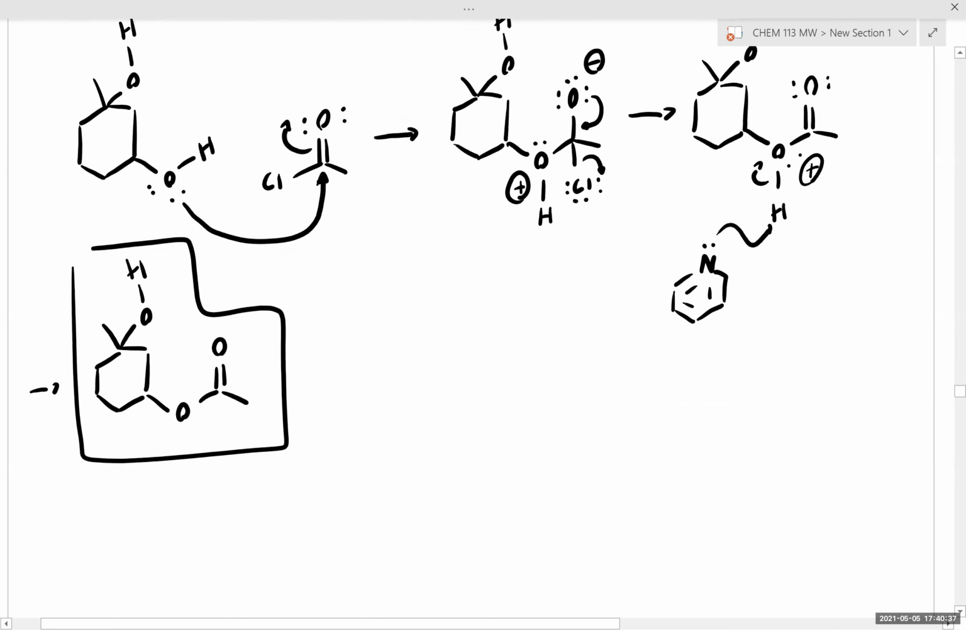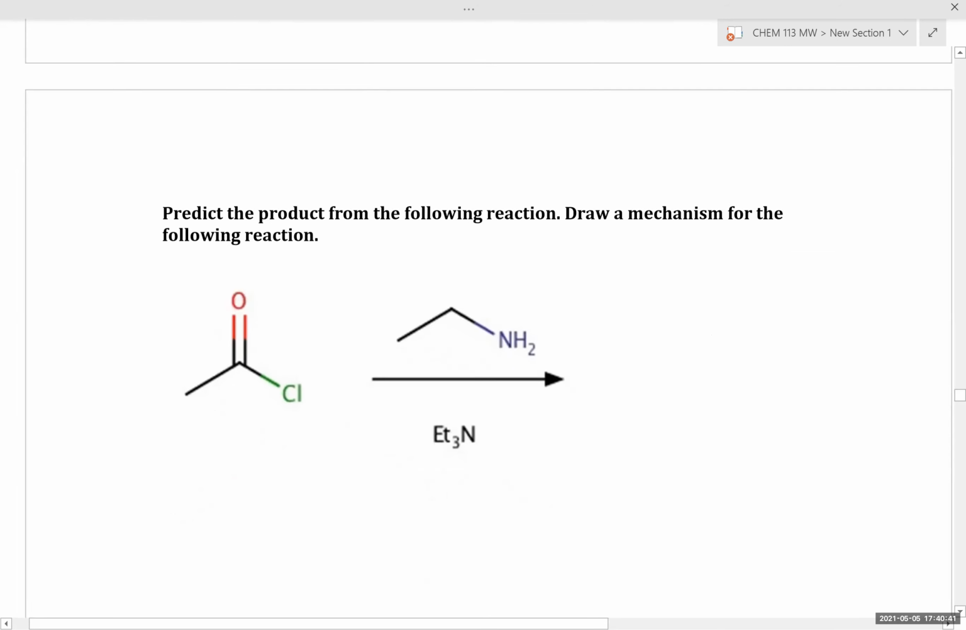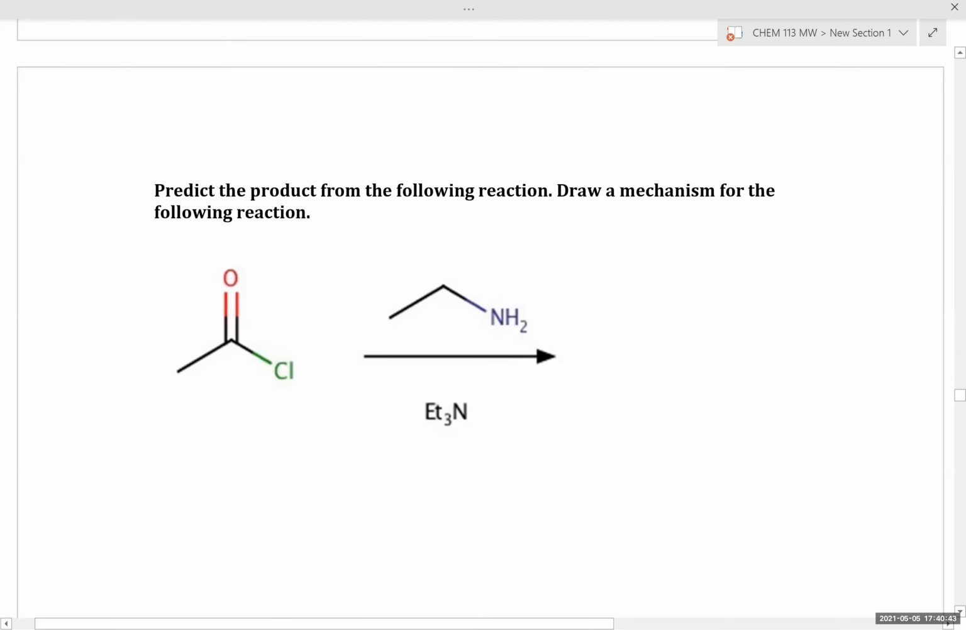Okay, let's keep going then. So we've seen an example of an alcoholysis reaction. Let's talk about an aminolysis reaction. So in this case, we are preparing an amide from acetyl chloride and ethylamine with triethylamine as our base.